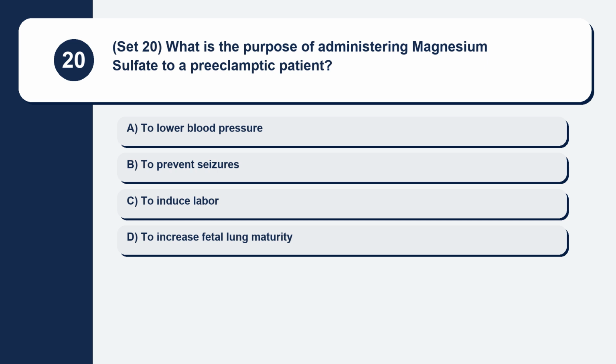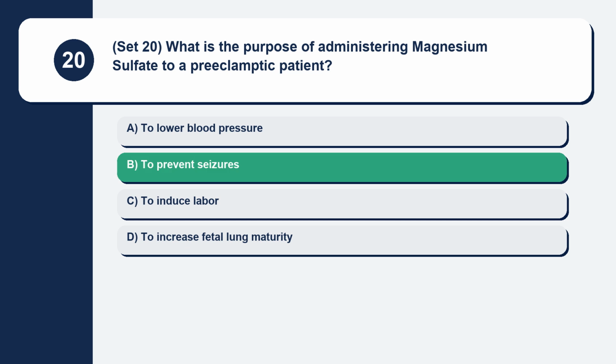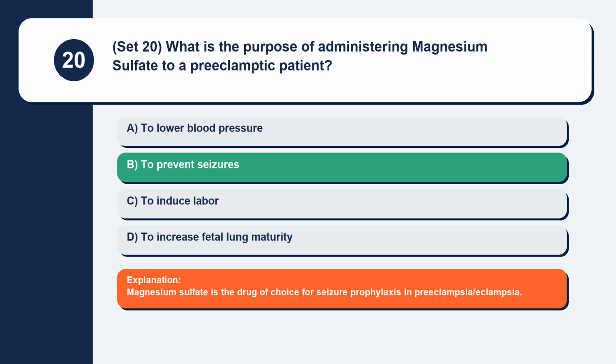Question 20. Set 20. What is the purpose of administering magnesium sulfate to a preeclamptic patient? To lower blood pressure, to prevent seizures, to induce labor, to increase fetal lung maturity. Magnesium sulfate is the drug of choice for seizure prophylaxis in preeclampsia/eclampsia.